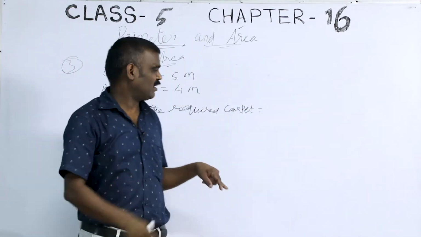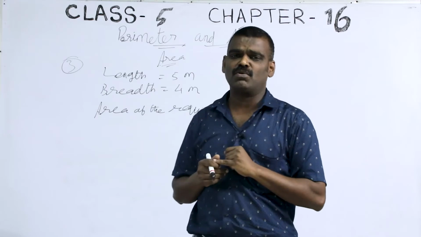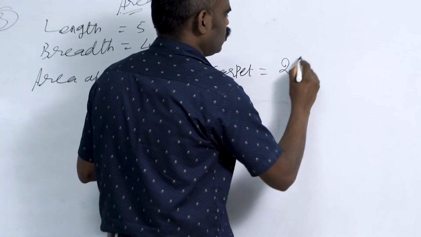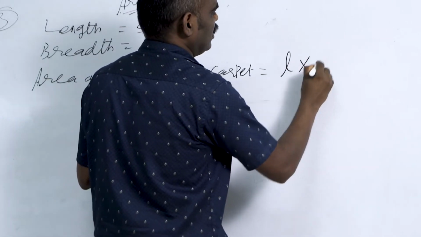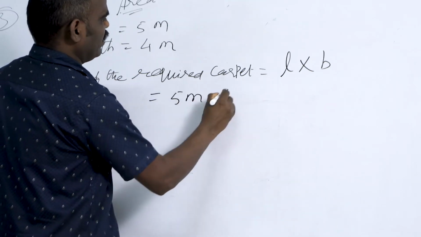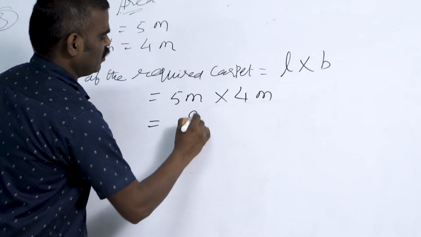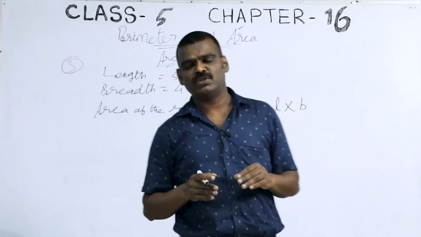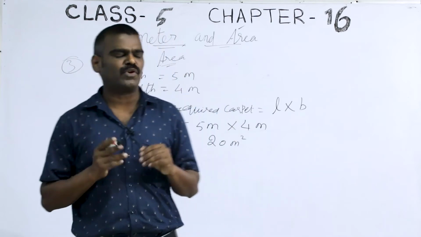What is the area of a floor? Length and breadth are given. That means your room is what shape? Rectangular shape. Yes or no? So what is the area of the rectangle formula? Length into breadth. So now, what is the length? 5 meter. Breadth is how much? 4 meter. So 5 into 4 how much? 20 meters square. How much area of the carpet is needed? 20 meters square area of the carpet is needed to cover your floor.